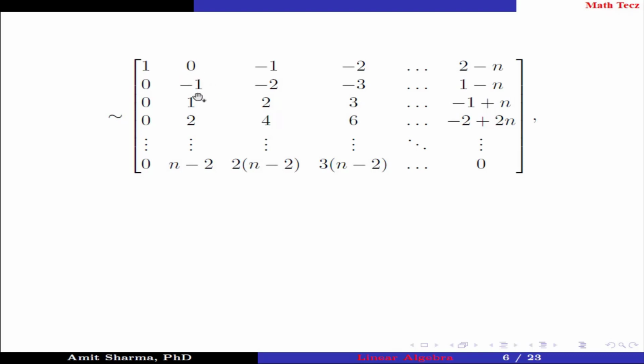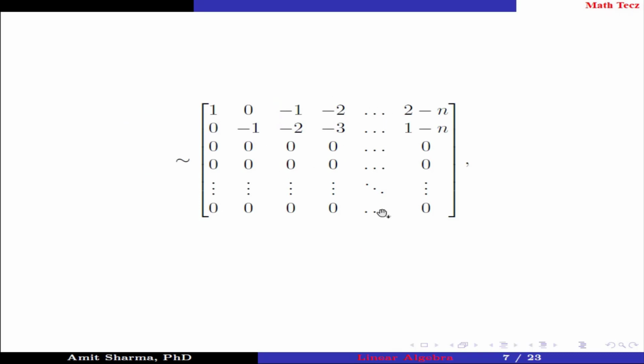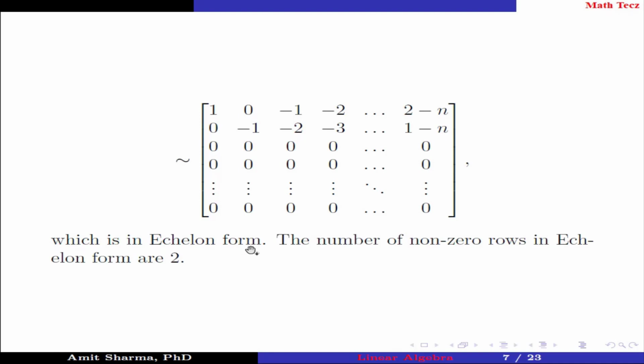We have to make all the elements below the leading element to be 0. For this, we choose the operations R3 implies R3 plus R2, R4 implies R4 plus 2 times R2, and so on. Rn implies Rn plus n minus 2 times R2. We get this matrix, which is in echelon form. The number of non-zero rows in echelon form is 2. Hence, the rank of matrix A is 2.